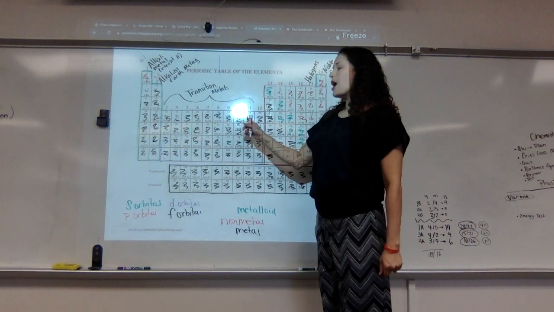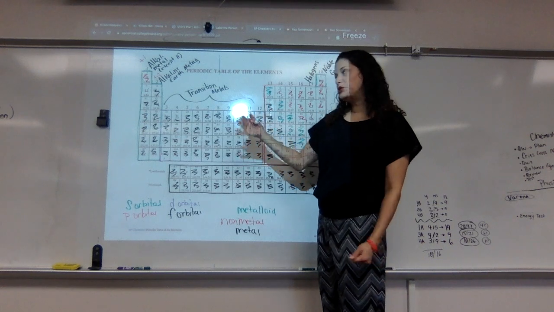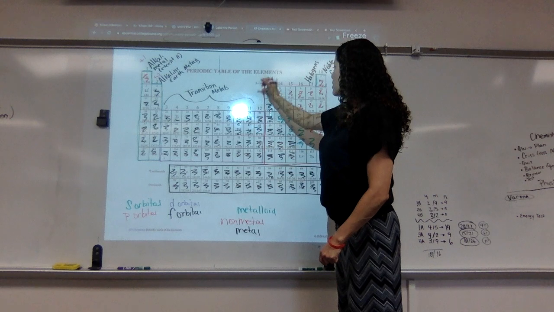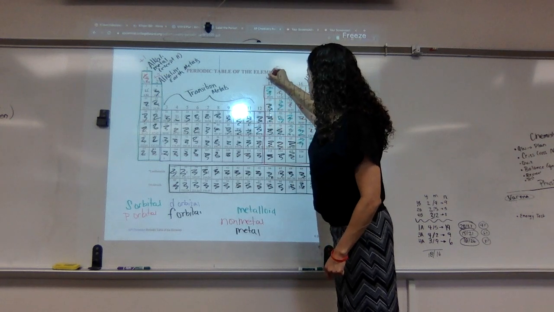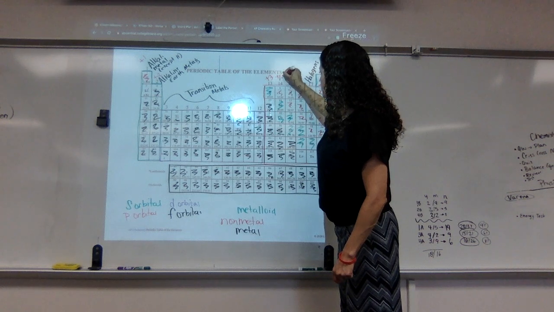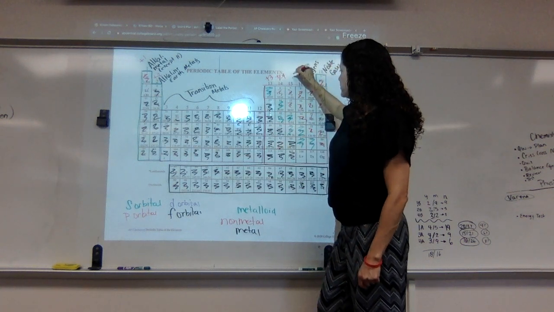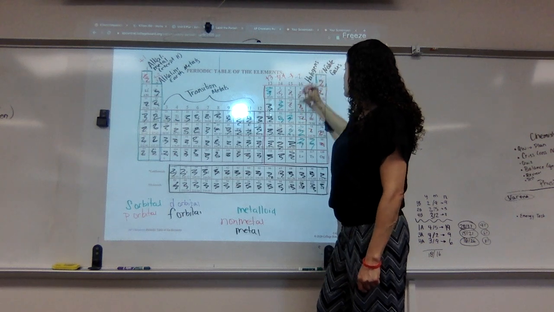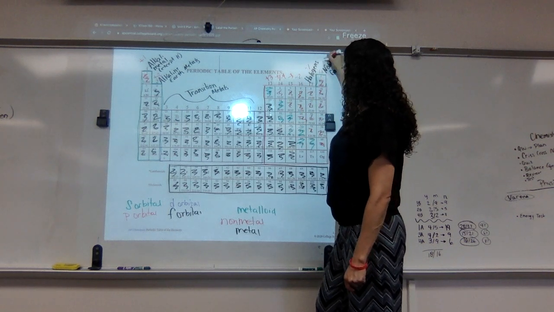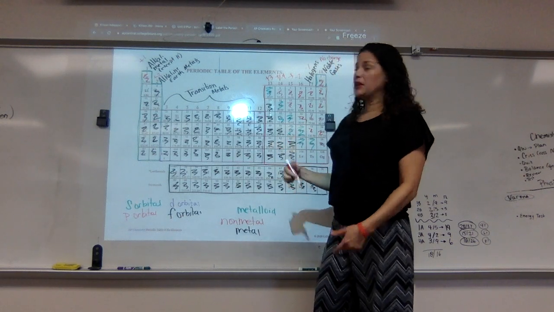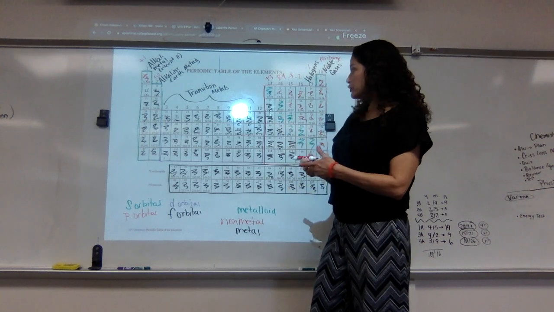So if it's copper Roman numeral 2, that means it's a +2 charge. Copper Roman numeral 3 is a +3 charge. Boron right here is a +3 charge. Group 14 is ±4. Group 15, -3. Group 16, -2. My halogens are -1. My noble gases have no charge. These guys are happy, so they don't really need to give away electrons or gain electrons.